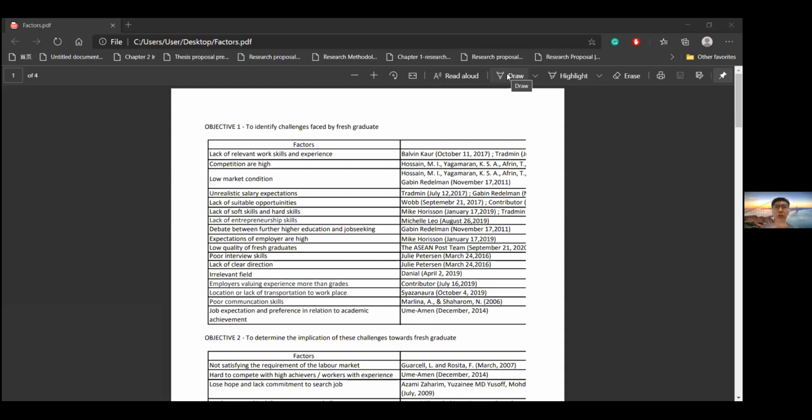No straightforward questions. There are generic holistic questions that you have to develop your framework. Like my students did, to identify challenges faced by fresh graduates. Then, oh, no literature review. There's no such thing as that. So make sure you understand the holistic system.